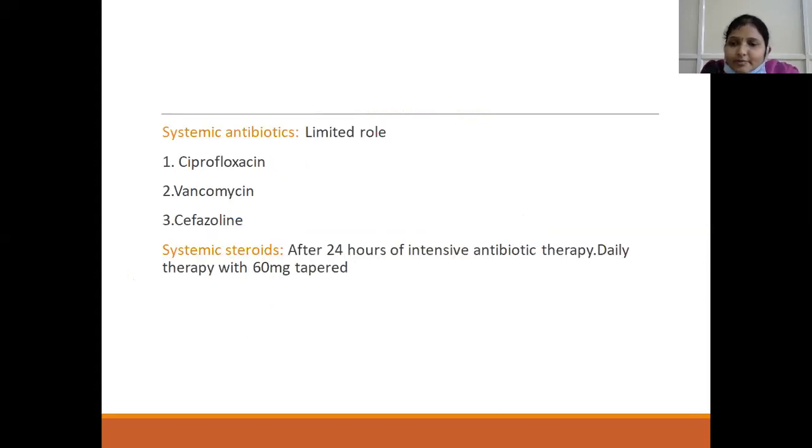Next, coming to systemic drugs. Systemic antibiotics have a limited role. We can give either ciprofloxacin, vancomycin or cefazolin. Along with systemic antibiotics, systemic steroids should also be given, but only after 24 hours of intensive antibiotic therapy. First, we start with a daily dose of 60 mg, and then reduce it by 10 mg every 2 days. After 2 days of 60 mg, we give 50 mg for 2 days, then taper to 40 mg for 2 days, and like that we taper down to 10 mg for 2 days.